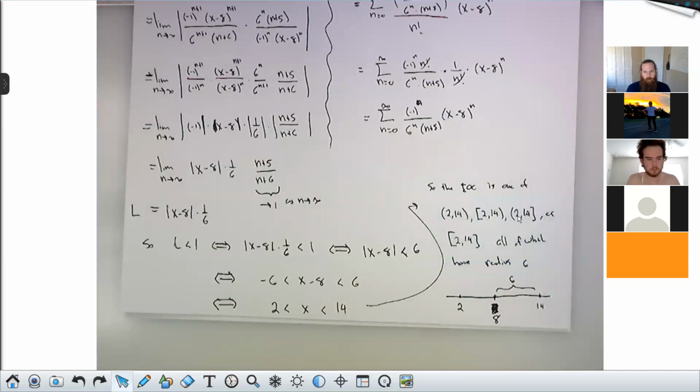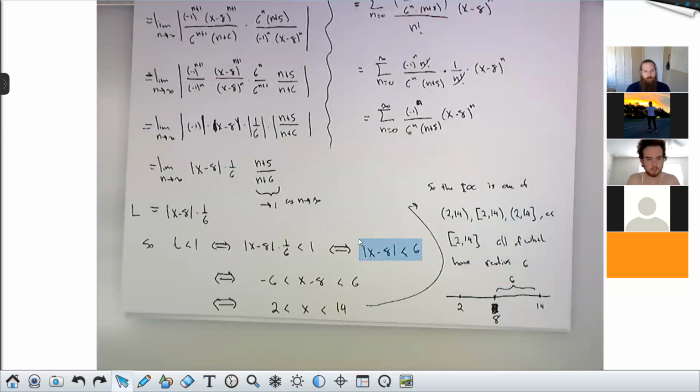But they all have the same radius. They're all centered at 8. So the distance from the center to an endpoint, that's your radius, remember, and that distance is 6. We could, in fact, stop here and say, this has to be my radius of convergence.